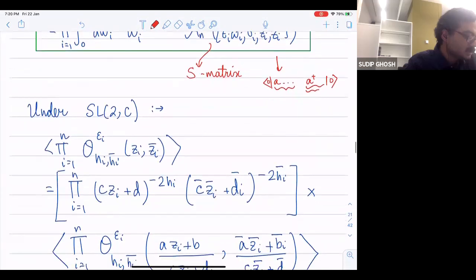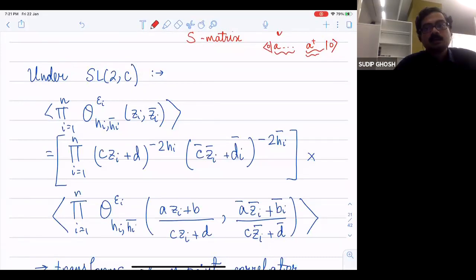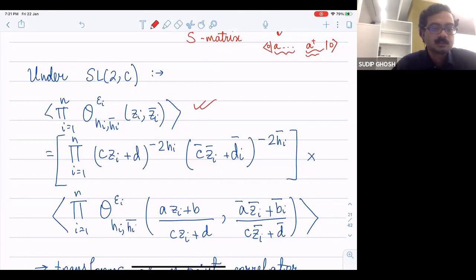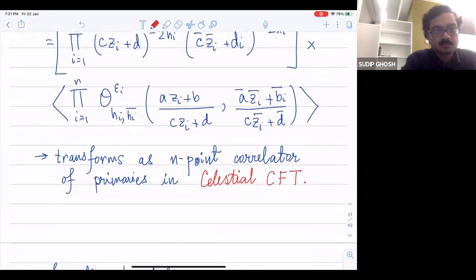Good, so this we have already discussed. Now it immediately follows from the transformation property of the individual operators that this whole object, which we are interpreting as a correlation function, indeed transforms as a 2D CFT correlator under the action of the Lorentz group, or equivalently SL2C. So that basically works just by construction.